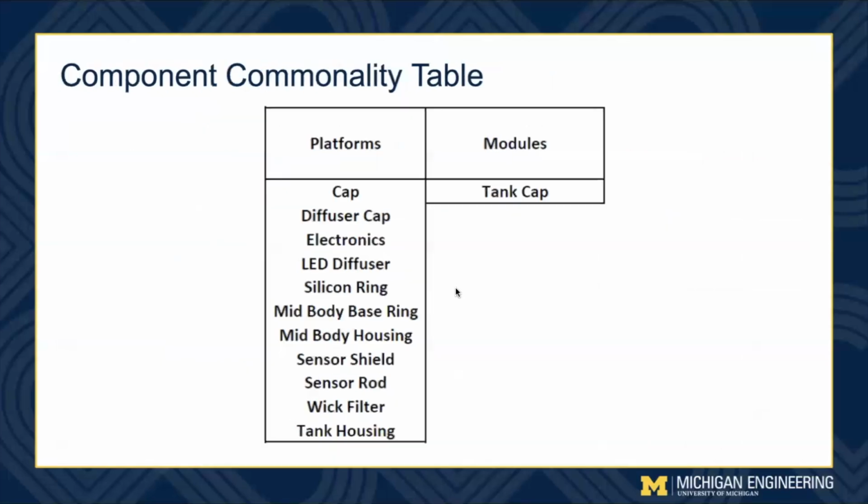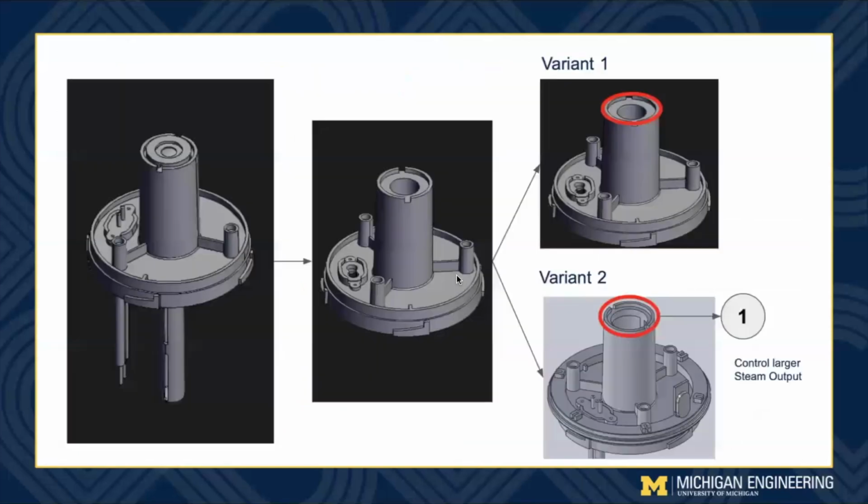steam output. This function is performed by the tank cap, which is the module of the design, while the rest of the parts are the platforms. This means that the tank cap needs to be redesigned through DFA. The difference in the two variants is the diameter to allow for more or less steam output.